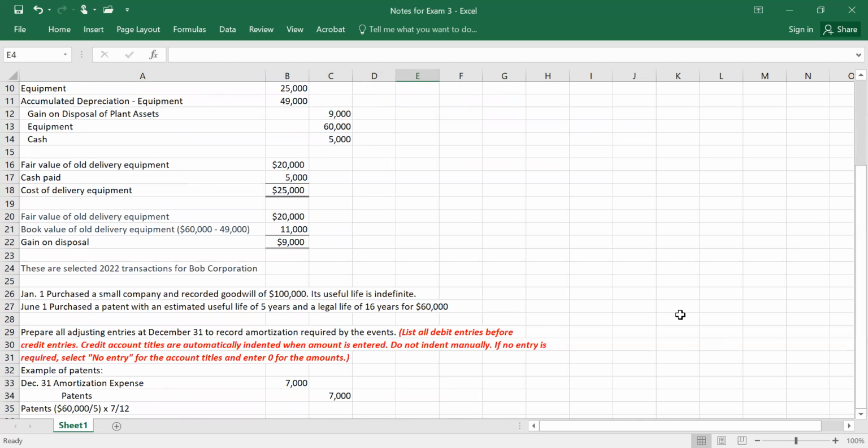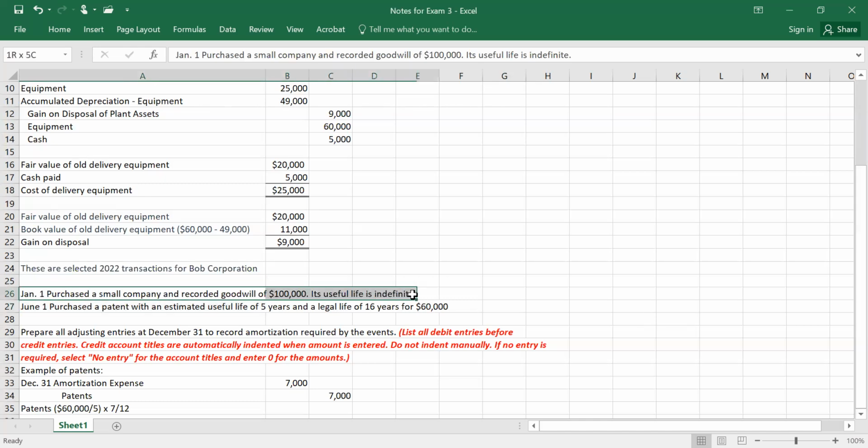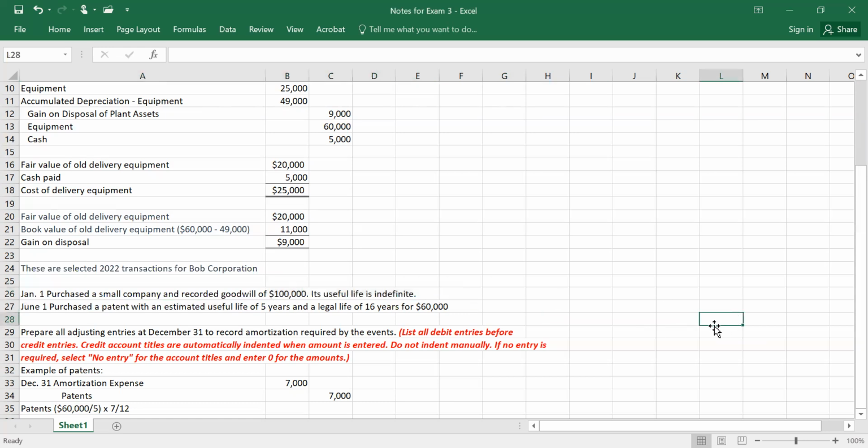Next question. It says these are selected 2022 transactions for Bob. January 1st, purchased a small company, recorded goodwill of 100,000. Its useful life is indefinite. June 1st, purchased a patent with an estimated useful life of 5 years and a legal life of 16 years for 60,000. Prepare all adjusting entries at December 31st. I cannot tell you or give you an example for this first one for the goodwill because I would basically be giving you the answer.